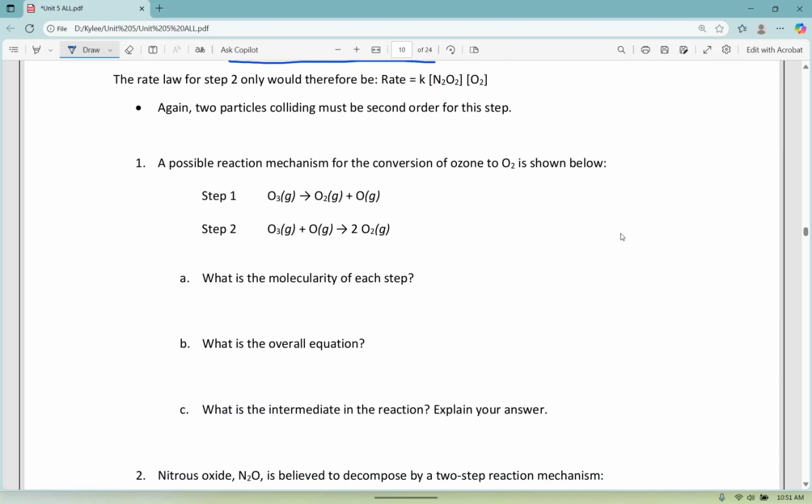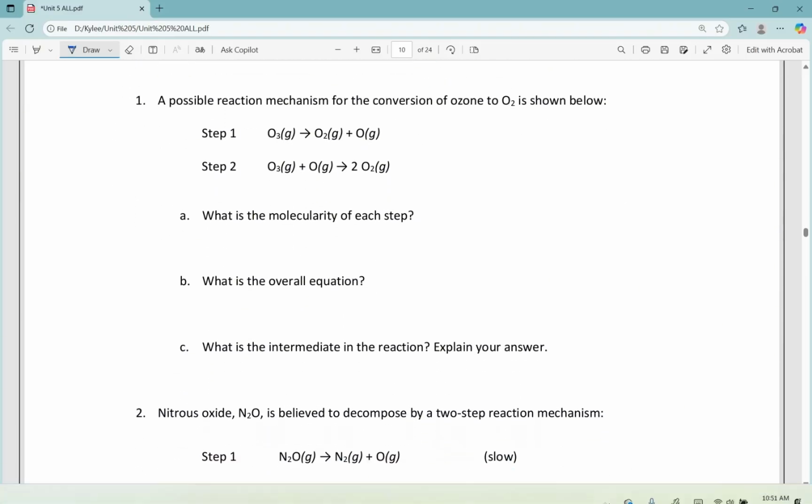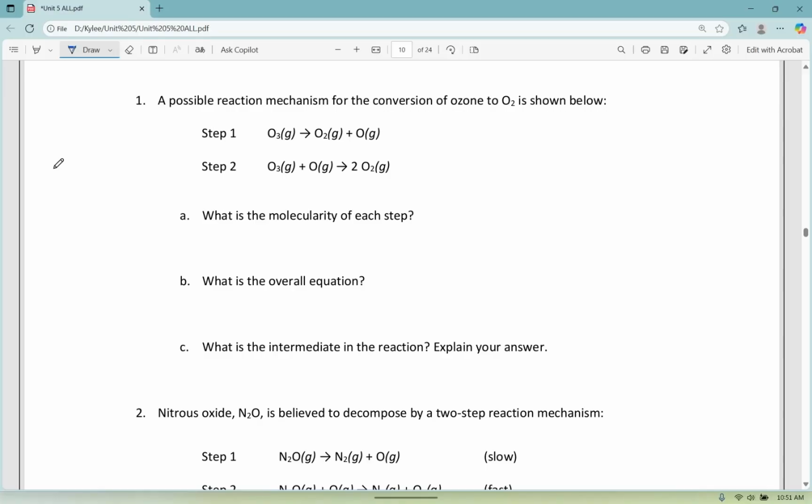So let's look at some examples and see if we can suss this out. A possible reaction mechanism for the conversion of ozone to O2 is shown below. The first question is they want us to identify the molecularity of each step. Remember, molecularity is just identifying how many molecules are colliding. So for step 1, that's unimolecular because there is only one reactant, and that's the O3.